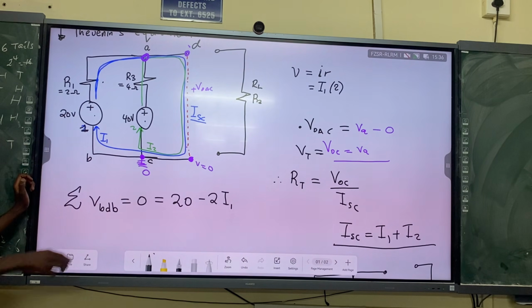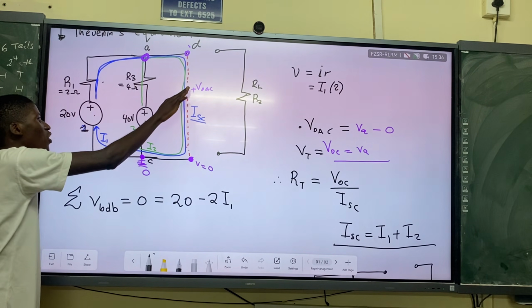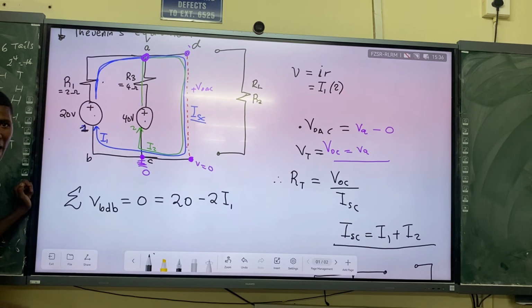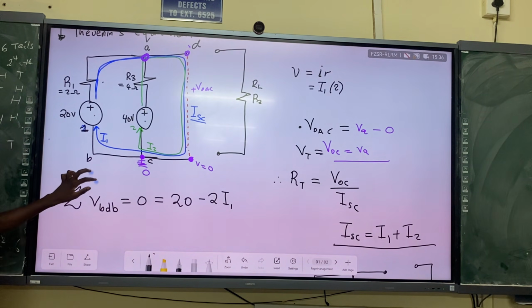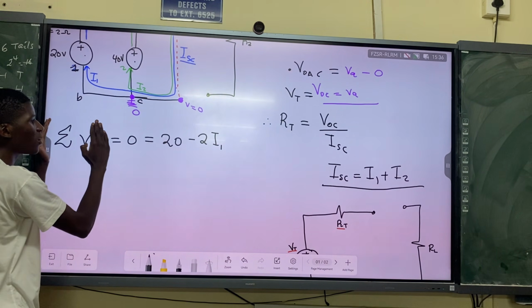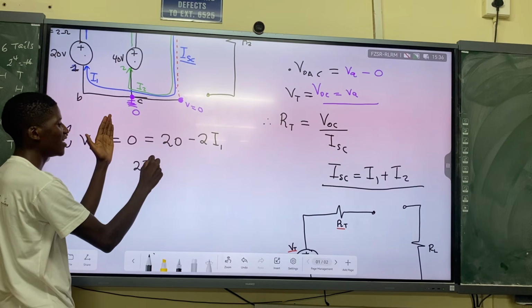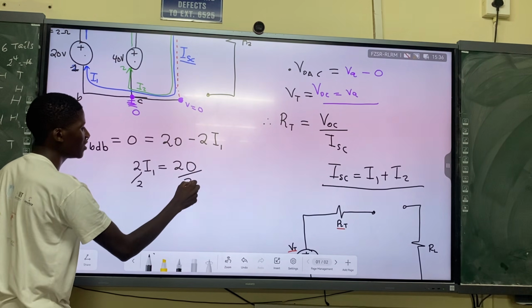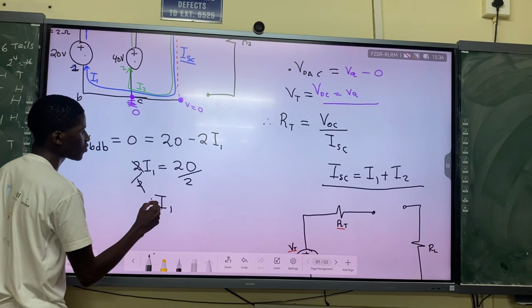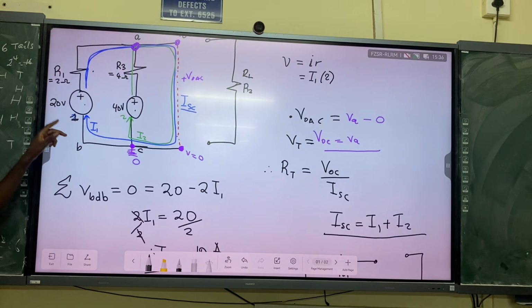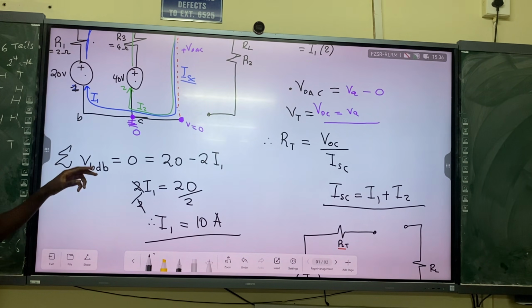Remember how the loop current works. In all this blue region, we only have this component and this component, which is 20 minus 2I volts. They must give us 0 in total. So here we can solve for I1, because we can transpose to get 2I1 equals 20. We divide by 2 on both sides, so the current I1 is equal to 10 amperes. So the current produced by the 20 volt voltage source is going to be 10 amperes.